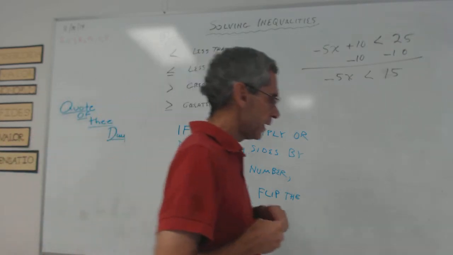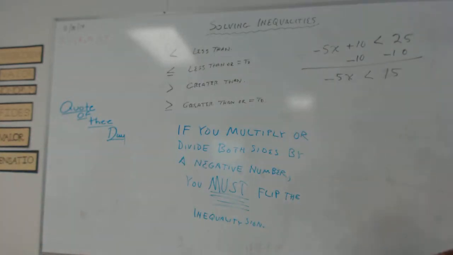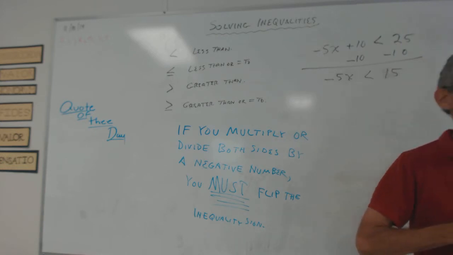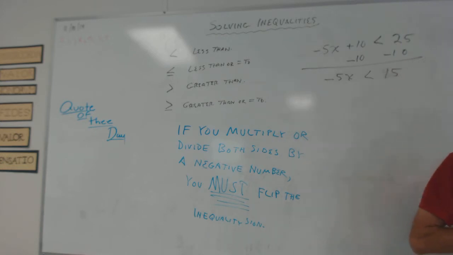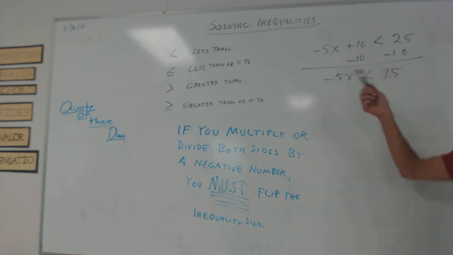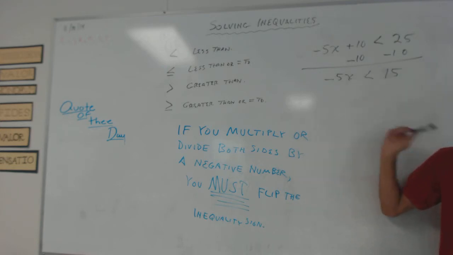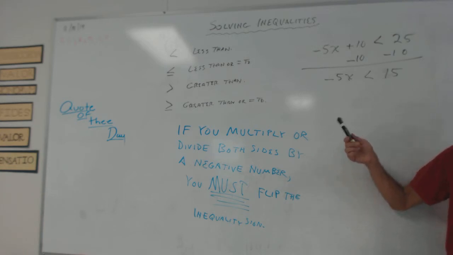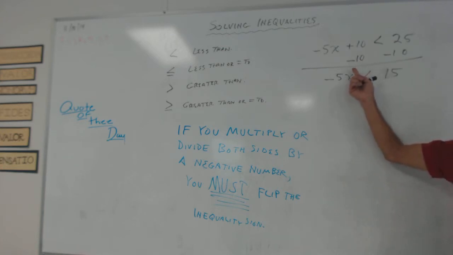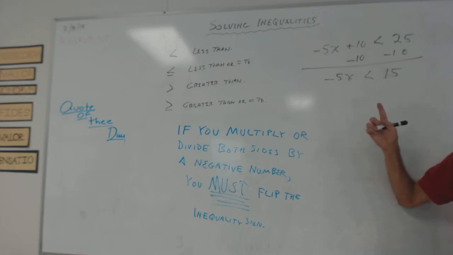So the key is you have to be very alert when you're doing these, because it's so easy to just skim through it, because you know how to solve these so quickly and so easily. It's a piece of cake for an equation, right? So you've got to always ask yourself, am I multiplying or dividing by a negative number? Now, I can subtract. Subtracting doesn't affect it at all. It's only when I multiply or divide by a negative number.